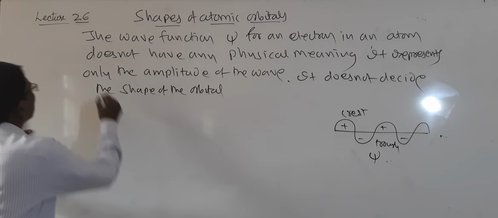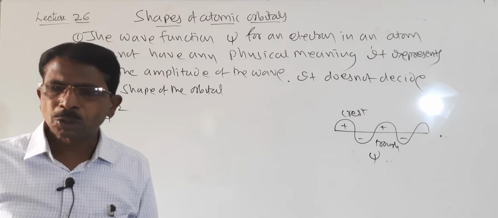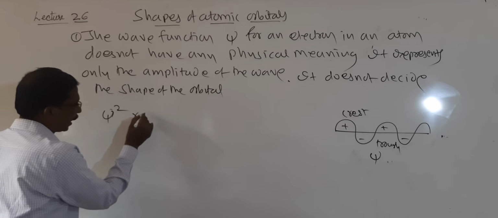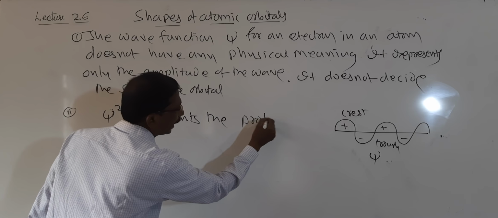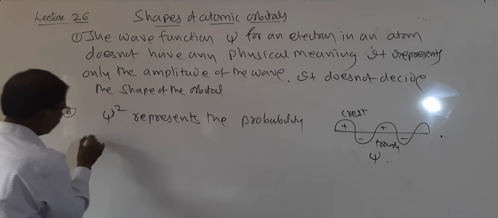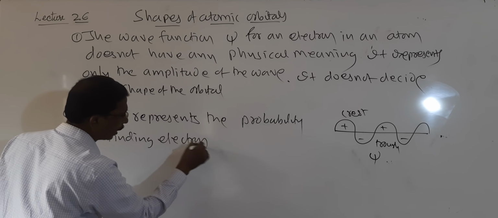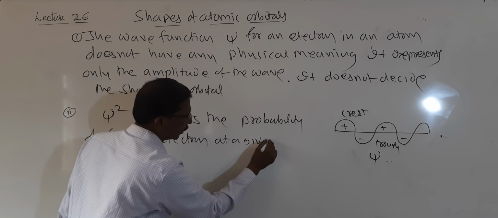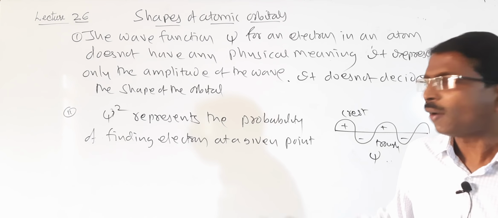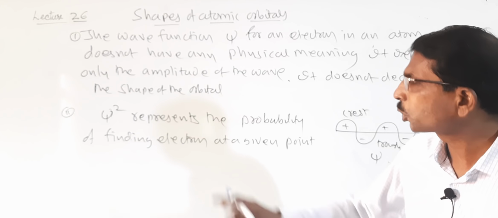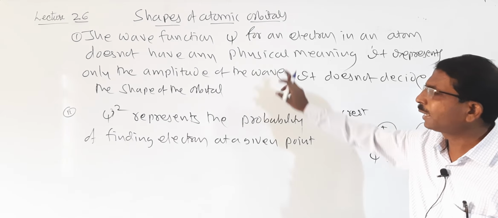Then what about psi square? Number 2, what is psi square? Look here students, psi square represents the probability of finding an electron at a given point. It is the probability density of finding the electron at a given point. Psi square represents the probability of finding the electron at a given point, and psi represents only the amplitude.